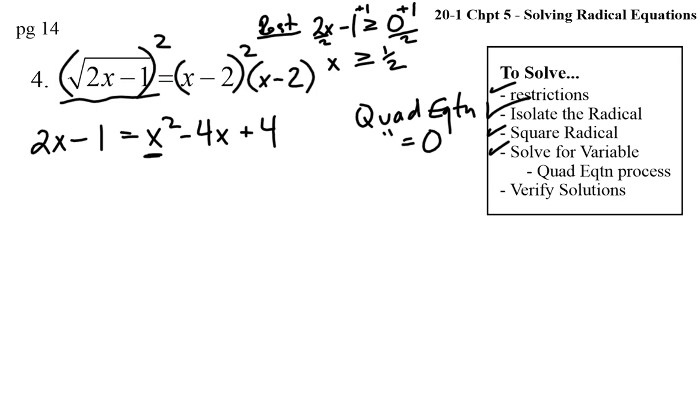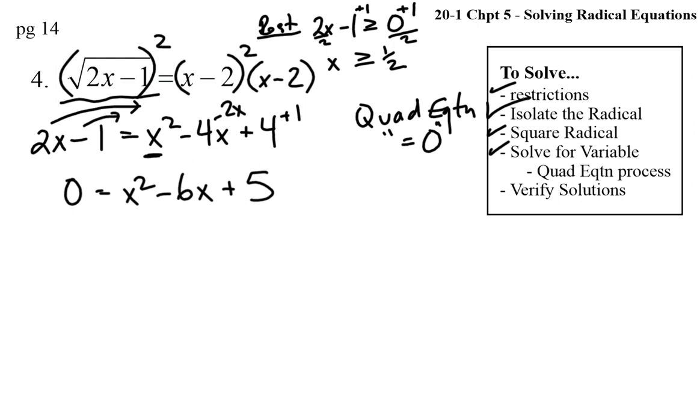First thing is always get your quadratic equation equal to 0. Moving the 2x over, so it's a negative 2x. Moving the negative 1 over, so it's a positive 1. 0 is equal to x squared minus 6x plus 5. To finish off the solving, well, quad formula, or look at that, another nice, simple trinomial.